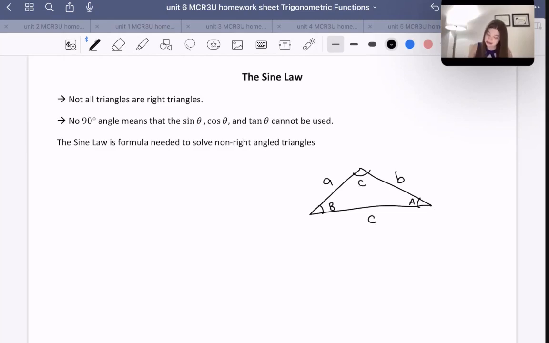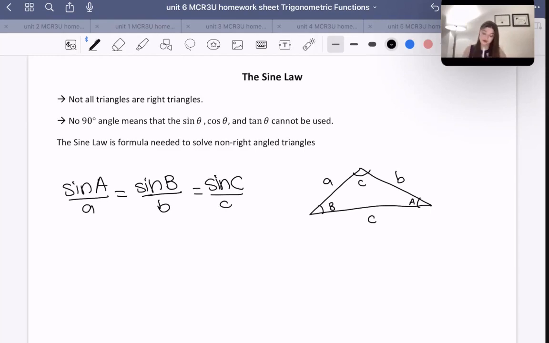it states that sine of angle A over side A is equal to sine of angle B over B, which is equal to sine C over C. Now, typically, we wouldn't equate all three and do a three-way equation. We would typically just choose the two that are relevant.